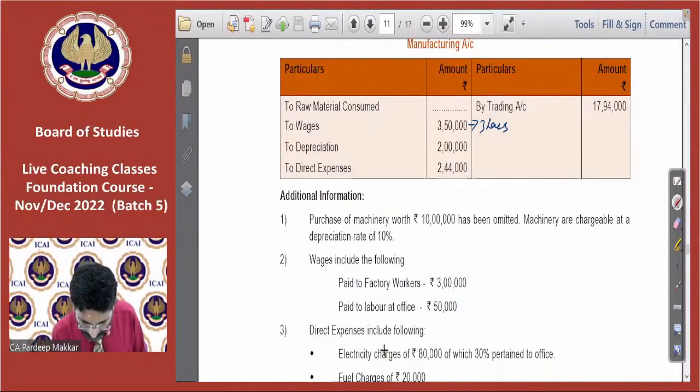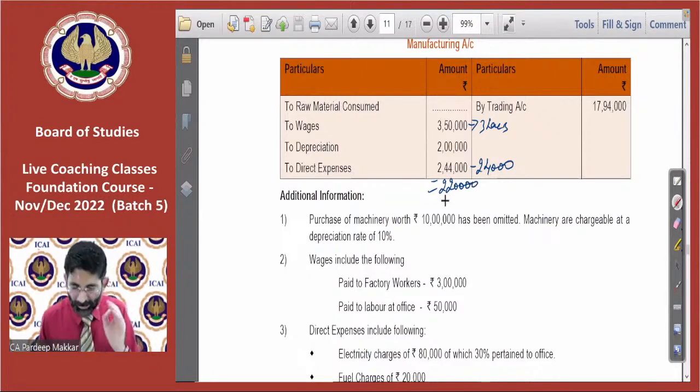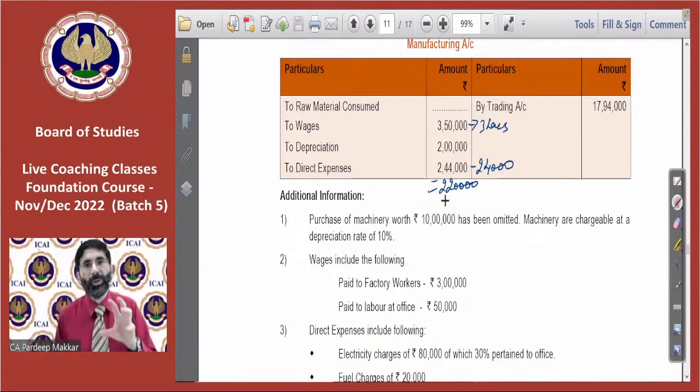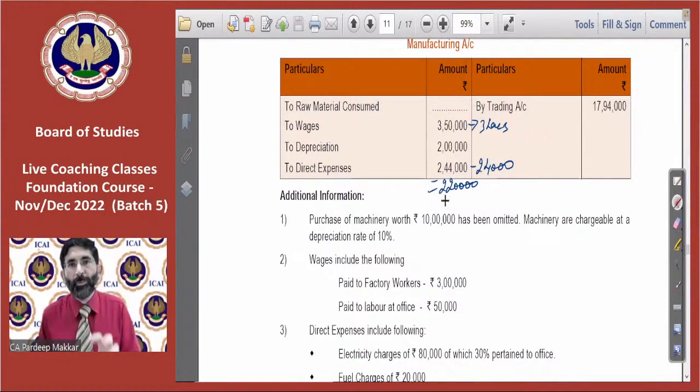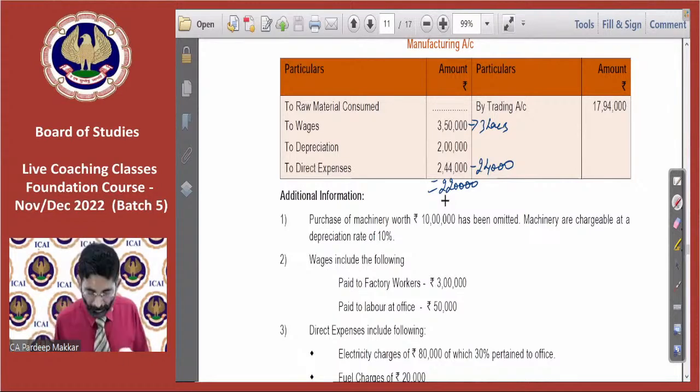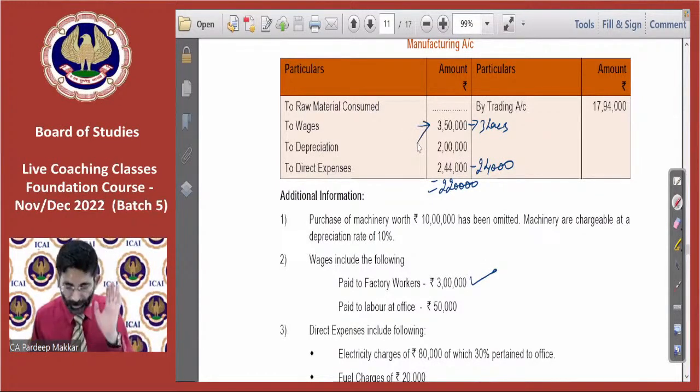Then he says direct expenses include electricity expenses also. So we will deduct 24,000 out of it as indirect expenses, which has been wrongly included in it. So it is 2,20,000. Let's understand it. In our manufacturing account, we always put the expenses that are incurred inside the factory. He is saying that wages are 3 lakh, not 3,50,000. So out of 3,50,000 you have to put 3 lakh.